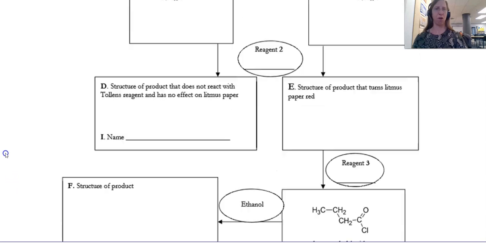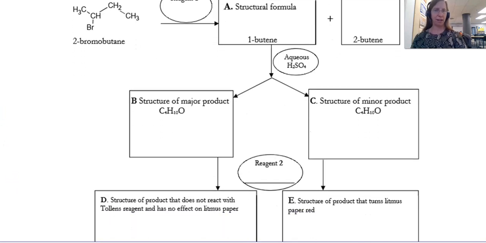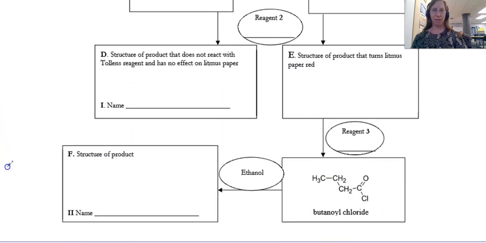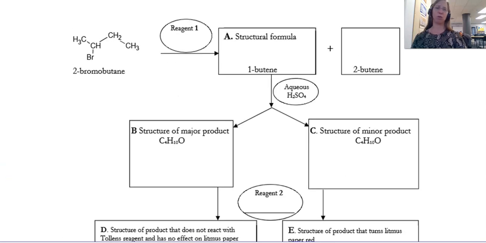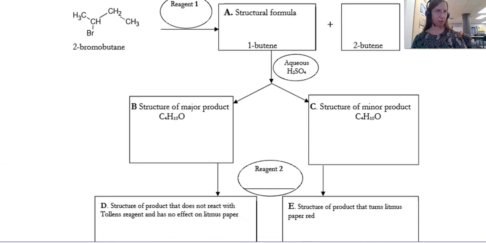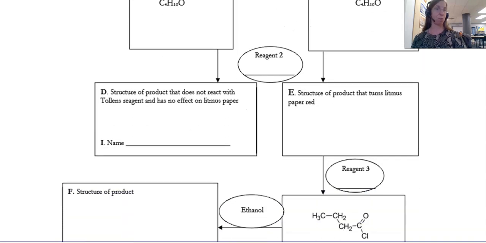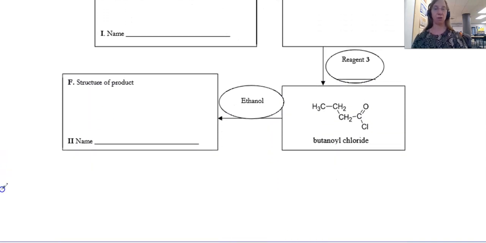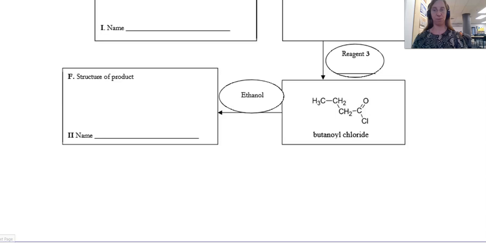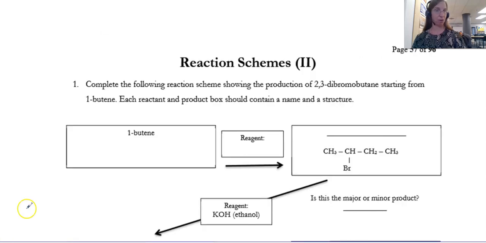Here's a really long one. And again, for this one in particular, you don't need to start at the beginning. Ask yourself, which part do I know? Look at the whole thing and start with whichever part is the easiest for you.